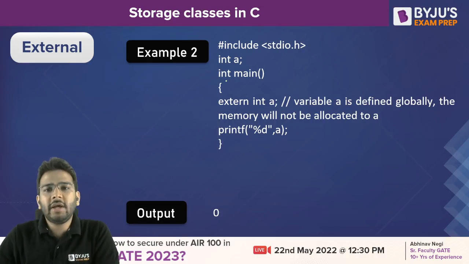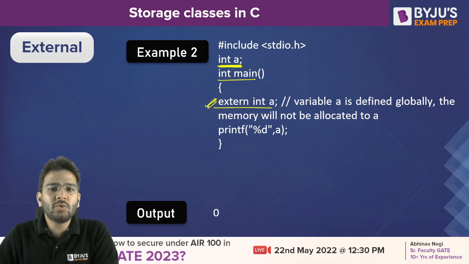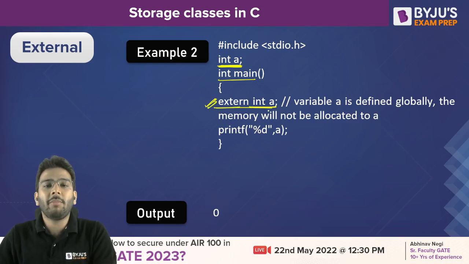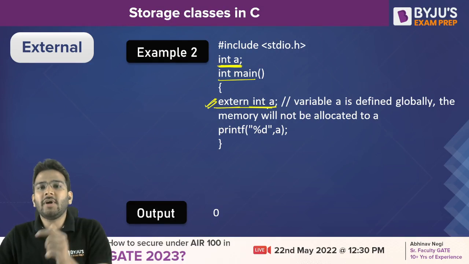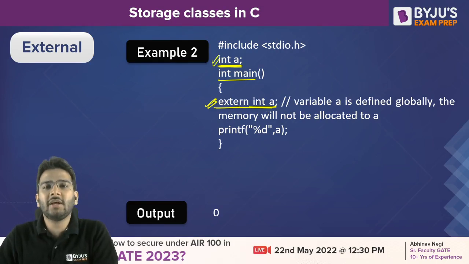So here you have int main, right? And you are writing extern int a. Before now, here, if you see, we are declaring int a. This is just to tell the compiler that we are creating one external variable, but you have to declare it somewhere else. So here we are declaring int a for this given program.